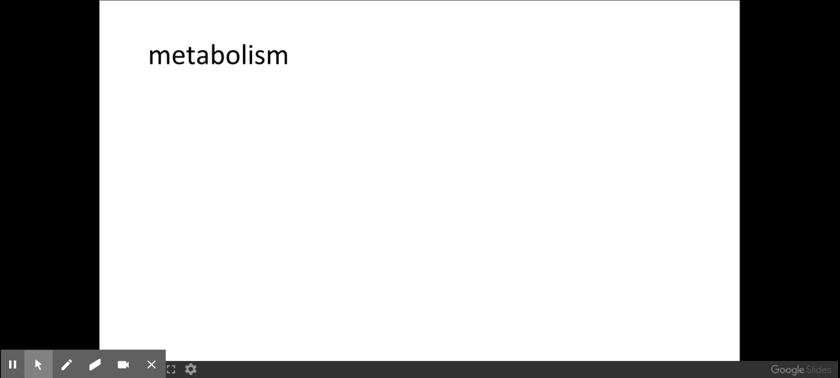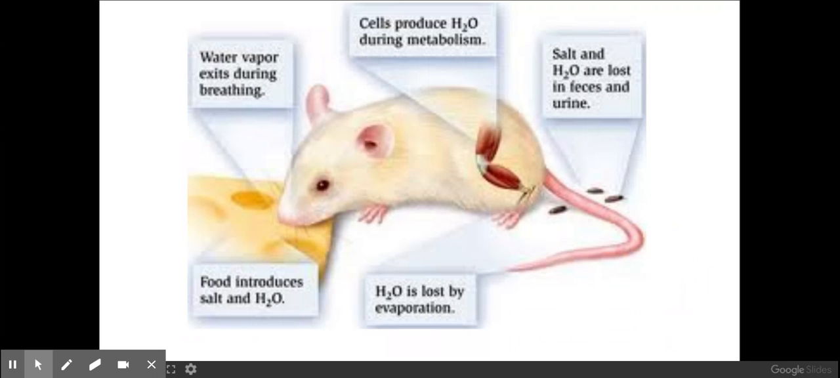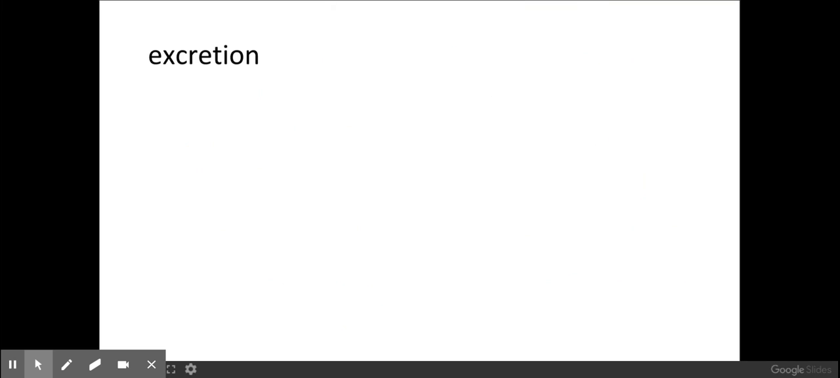And all living things are going to have some form of metabolism. So some way of getting food and then the chemical or the enzymes in order to break down those larger molecules into smaller molecules and release energy. All living things need to be able to get rid of cellular waste. We call that excretion.